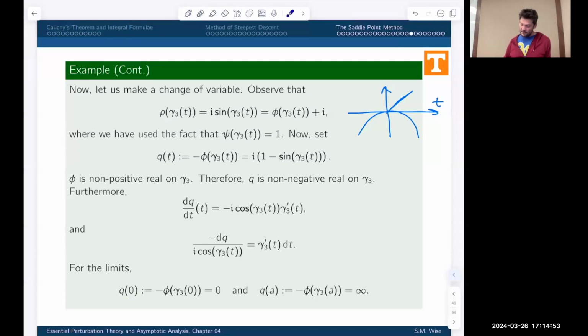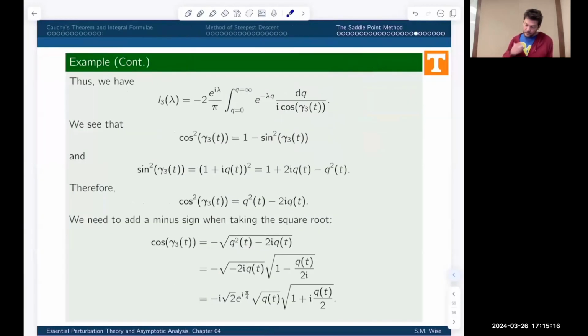What about for the upper limit? Whenever t is equal to a, this thing goes down to minus infinity. So if I throw a minus sign in front of it, it's going up to plus infinity. So q is now a variable which is going from 0 to plus infinity, from my variable phi, if you want, or from my variable t, which was going from 0 to a. Okay, so now here's my new integral that I have to compute.